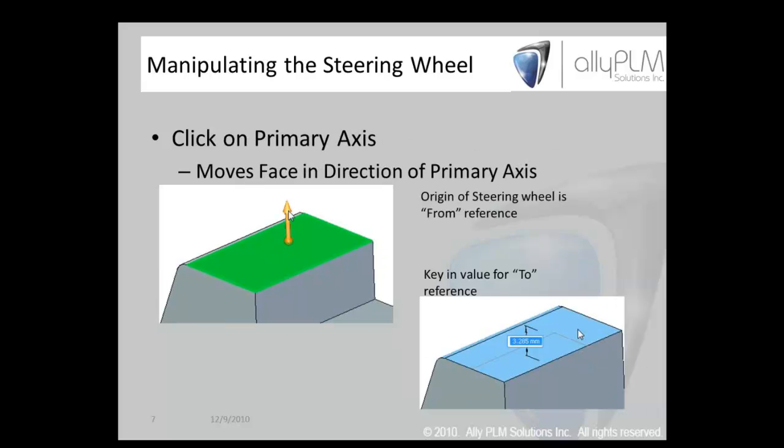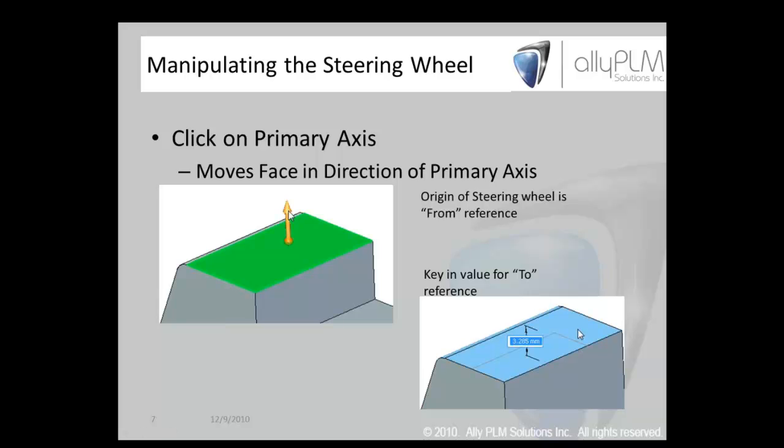If we click on the primary axis, it's going to move that select set in the vector direction of the primary axis. So like I said earlier, it's very important: the origin of the steering wheel is your from reference. So you see that face will be moving from your from. And in this screenshot, you'll see that once we've started and we've clicked on the primary axis, we will specify a distance above that to a certain value.